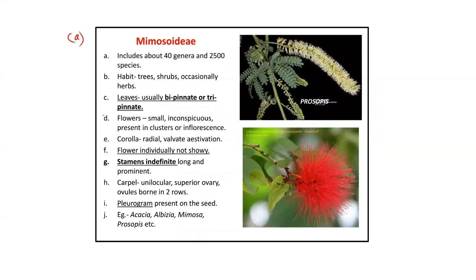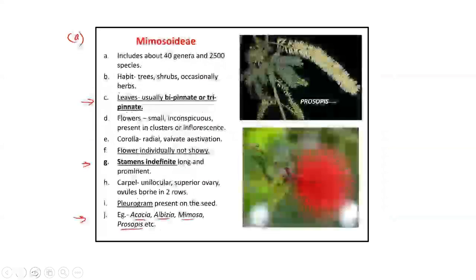So let us now talk about these subfamilies. The first one to discuss is the Mimosoideae. In Mimosoideae, you can see that the leaves are bipinnate or tripinnate. This is the important feature. Then stamens are indefinitely long and prominent. So these two are the key features which I wanted to highlight. And the members present in Mimosoideae are Acacia, Albizia, Mimosa, Prosopis. Okay, so these are the things that I wanted to discuss.